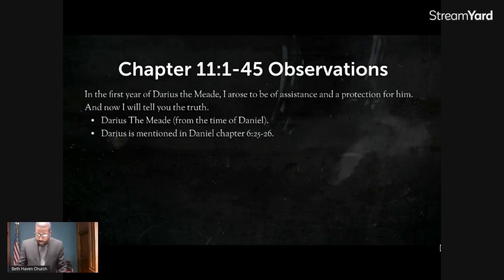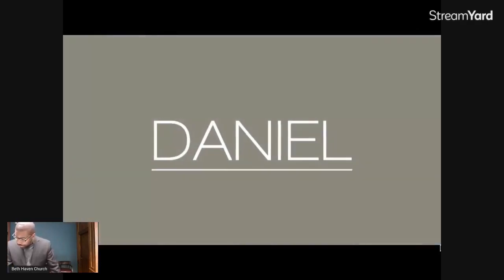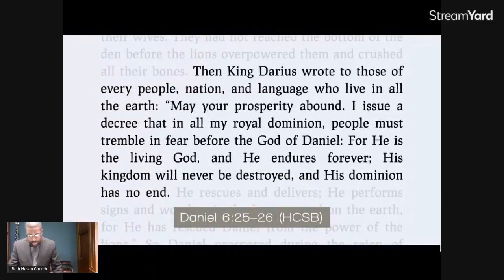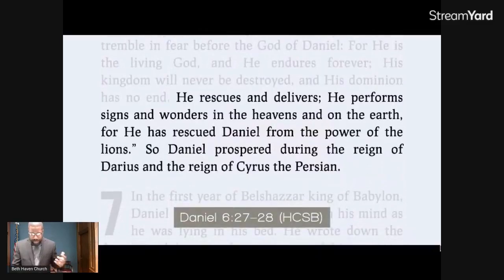Verse 25: Then Darius the king wrote to all peoples, nations, and languages who were living in the land. May your peace abound. I issue a decree that in all my royal dominion, people must tremble in fear before the God of Daniel. For he is the living God, and he endures forever. His kingdom will never be destroyed. His dominion has no end.